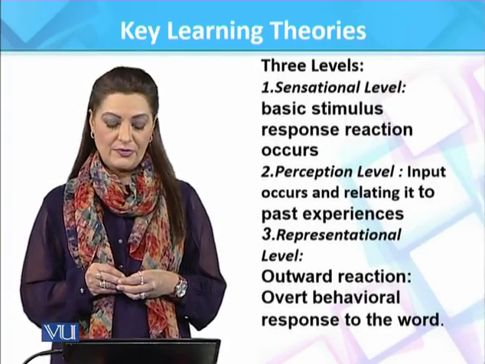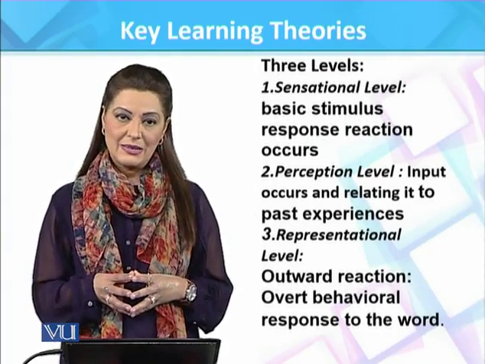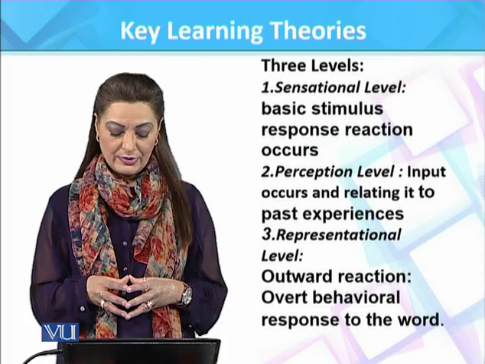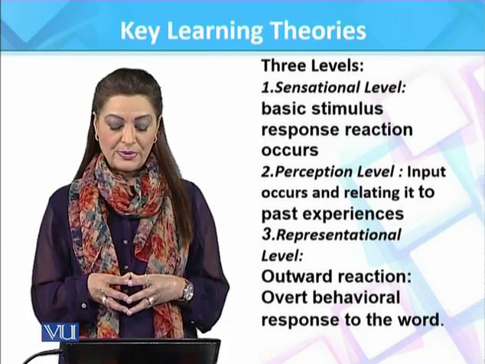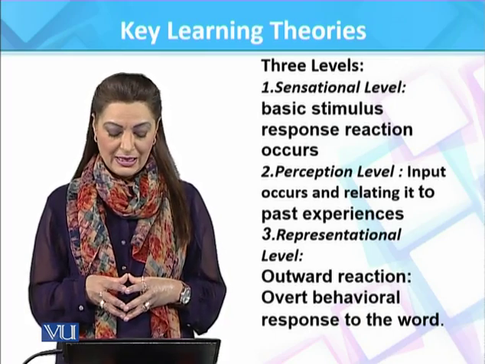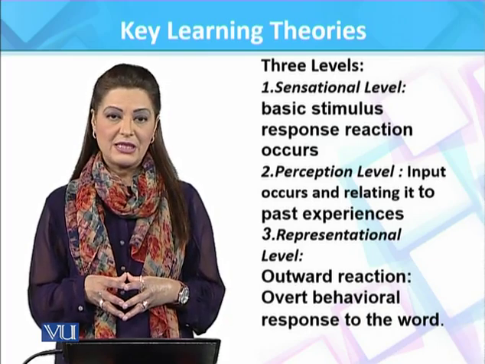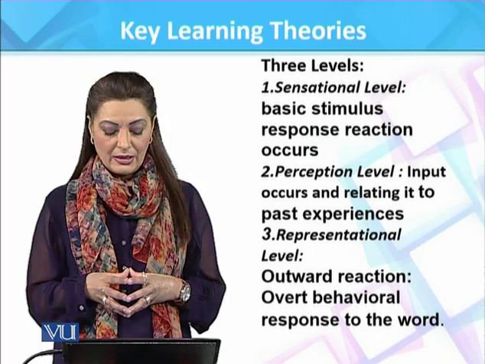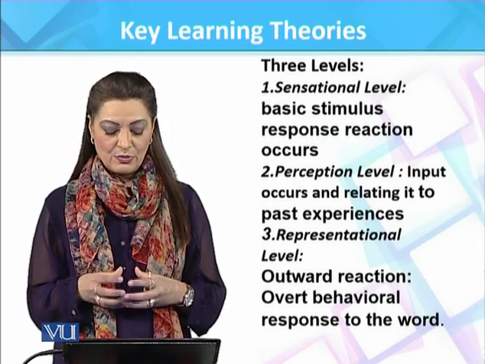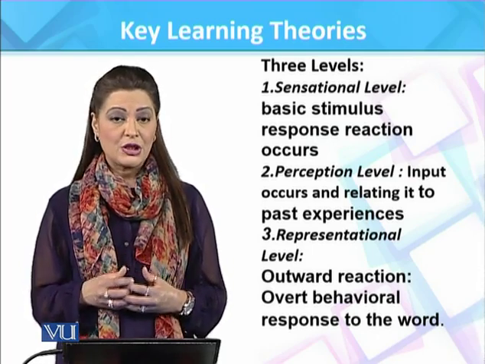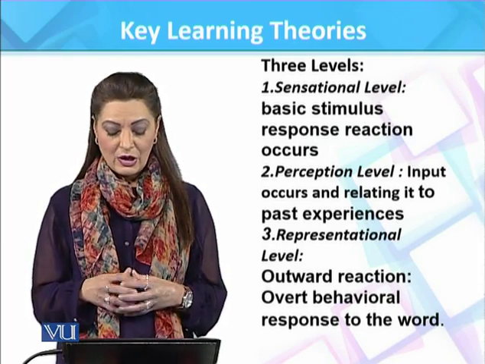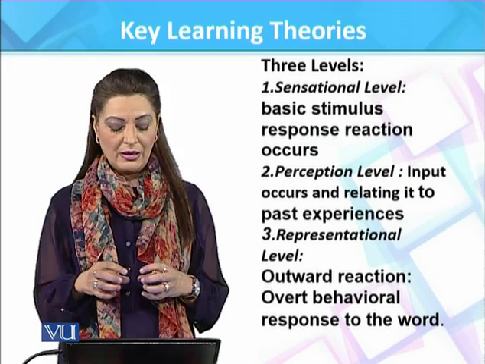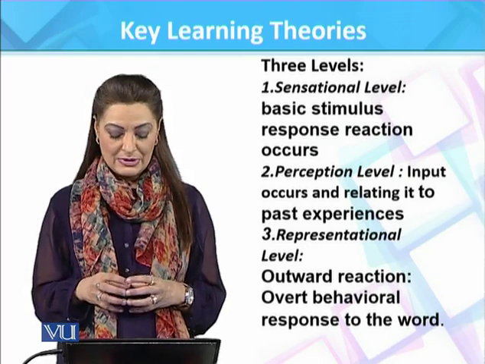Osgood proposed 3 levels in his mediation theory. Number 1 is sensational level. Number 2, perception level. And number 3 is representational level. Sensational level refers to basic stimulus response action occurrence. Now in this level, the occurrence of the basic stimulus response happens.